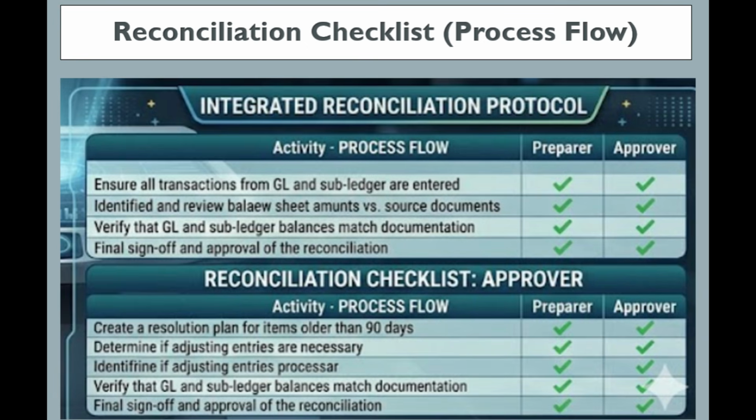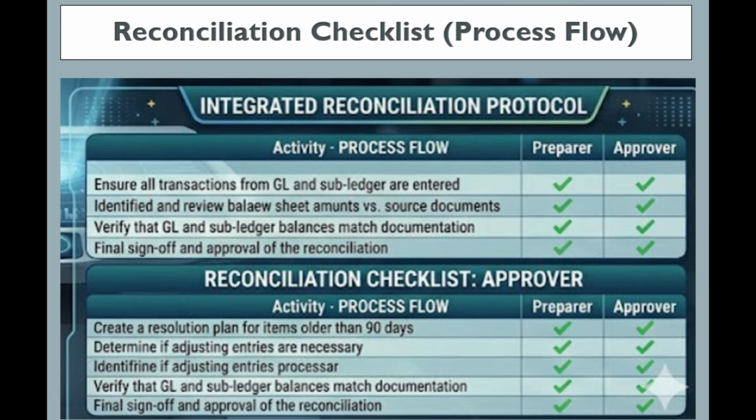Making adjustments: if the numbers don't match, they decide if they need to create an adjusting entry, a correction, to fix the balance. Final verification: checking one last time that the big total, the GL, and the detailed list, the subledger, are exactly the same. The final sign-off. Both people sign the document. This is the official proof that the company's financial records are correct.